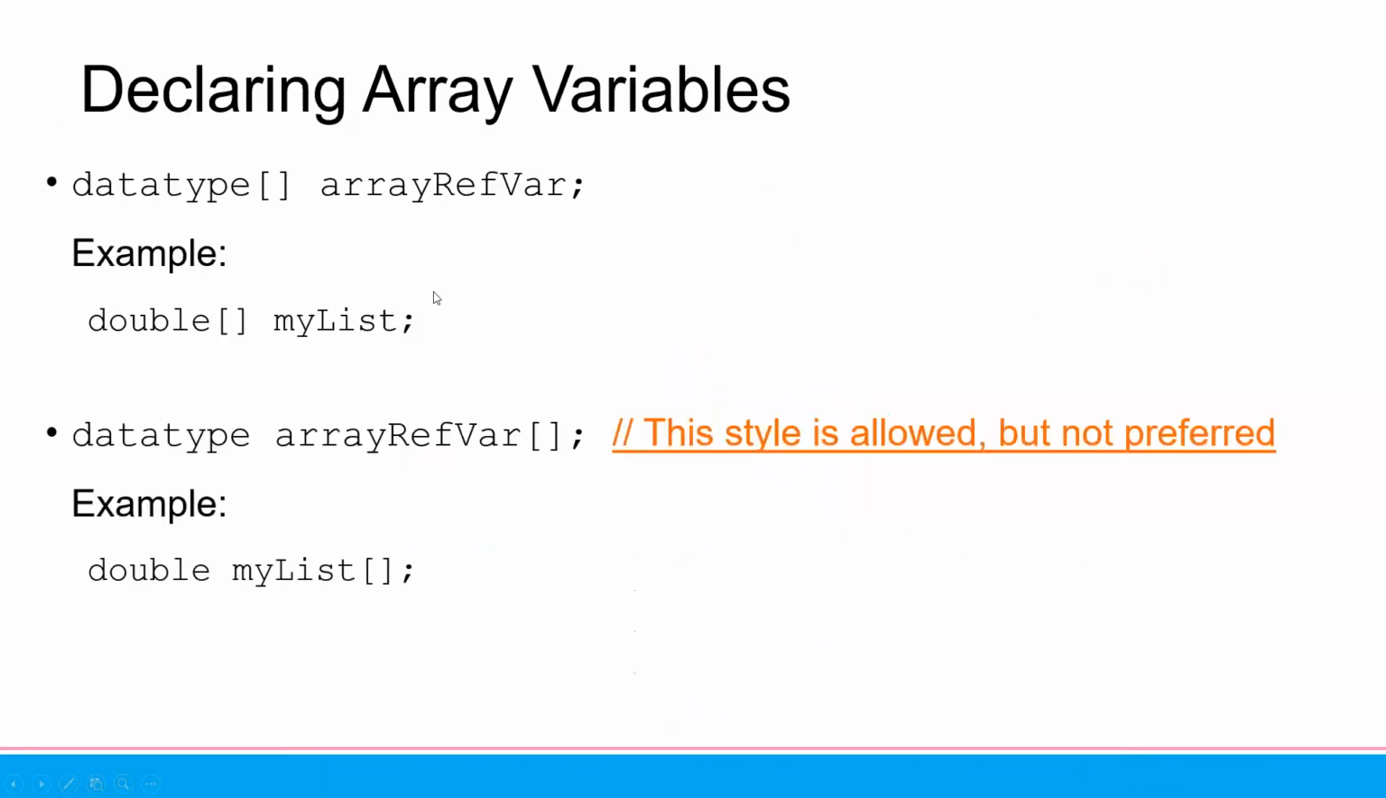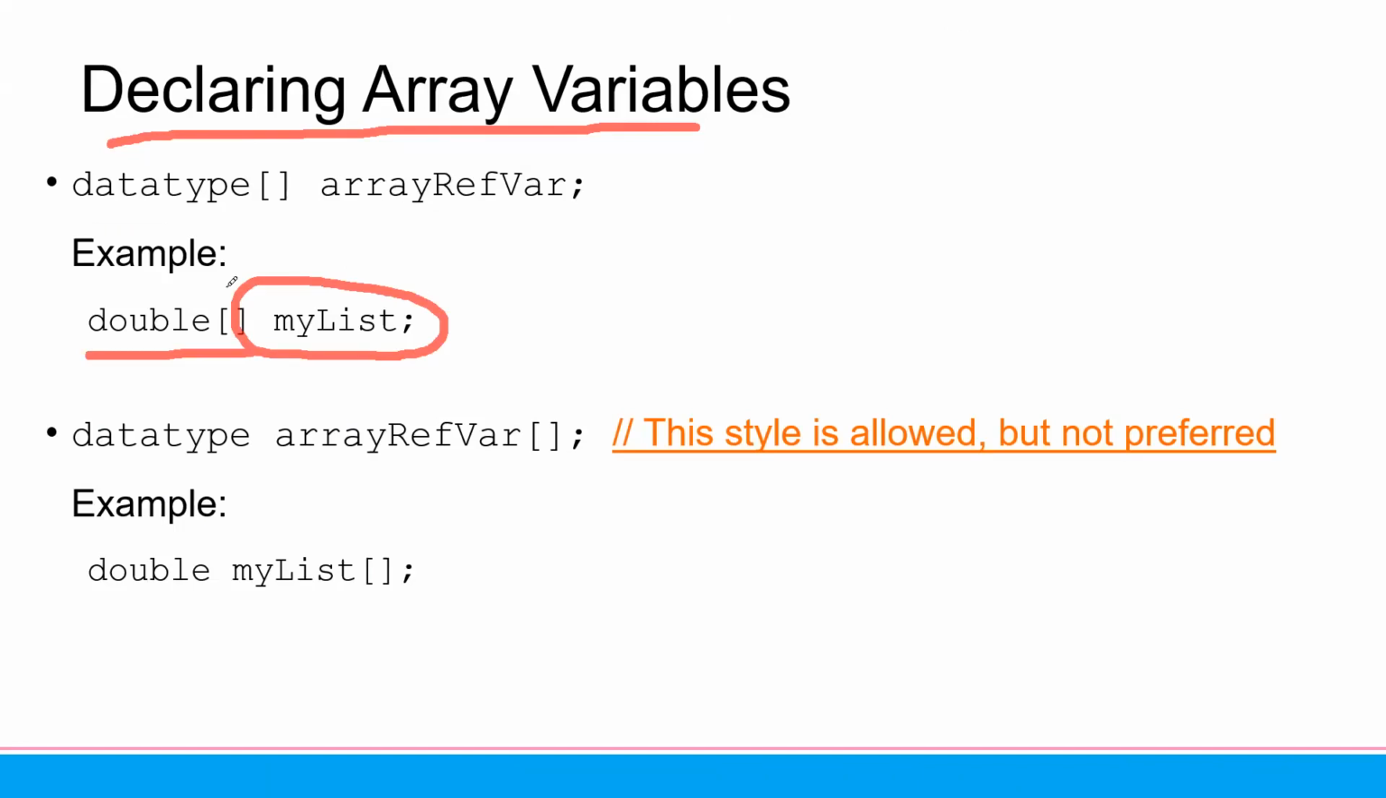So I will give you more introduction about this one. Declare. When we have an array, we need to declare the array variables. What does it mean by declare? So I need to make an array. So this is the variable name, myList. And all numbers in myList will be double. Because I have this square bracket, it is an array.